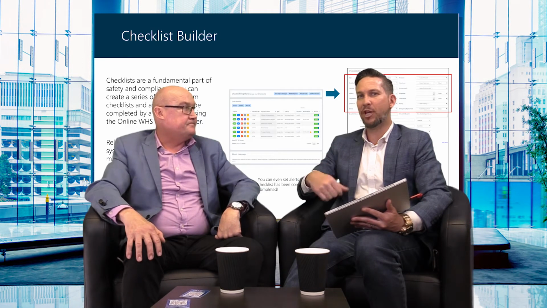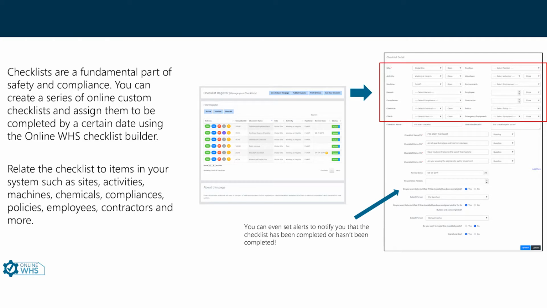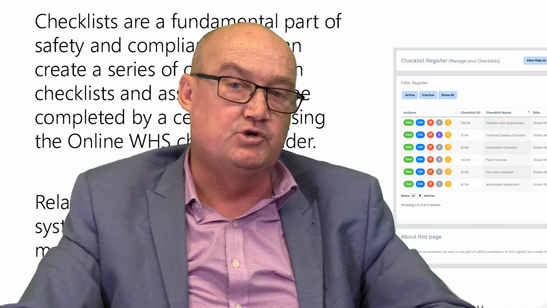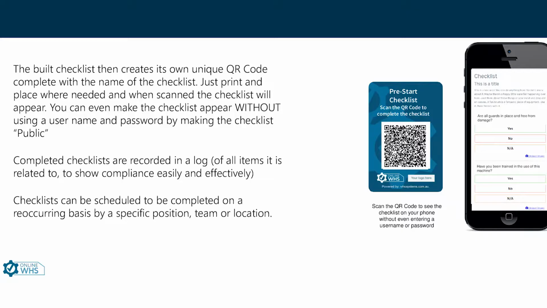Take us through this one, the checklist builder. What are we looking at here? One of the most popular features inside the system, because you're using checklists every single day, whether it might be a pre-start checklist, an audit checklist, or whatever it may be that you're doing. So you can actually build your own checklist inside the system. You can relate it to all different items, as mentioned before in the other videos. You can relate it to a policy, you can relate it to a machine, you can relate it to a compliance. It creates a QR code.